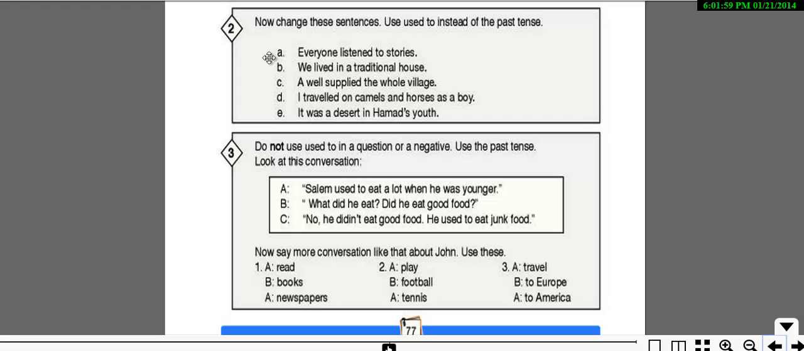Don't use used to in a question or a negative. Use the past tense. Look at this conversation. Salim used to eat a lot when he was younger. What did he eat? Did he eat good food? No, he didn't eat good food. He used to eat junk food. So you're not going to say, what did he used to eat? No, what did he eat? And when it comes to negative, you wouldn't say, no, he didn't used to eat good food. It just doesn't work like that. It just works in a positive sentence.